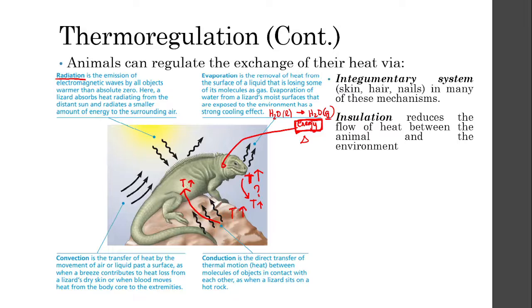Kapag sobrang lamig, ano yung napapansin nyo sa skin nyo? Nagkakaroon kayo ng goosebump. Tama? These goosebumps are actually from our ancestors that had fur long time ago. And when it's too cold, they raise their fur and they trap heat. The reason that we still have these goosebumps is just vestigial. Remember our discussion about natural selection and vestigial.